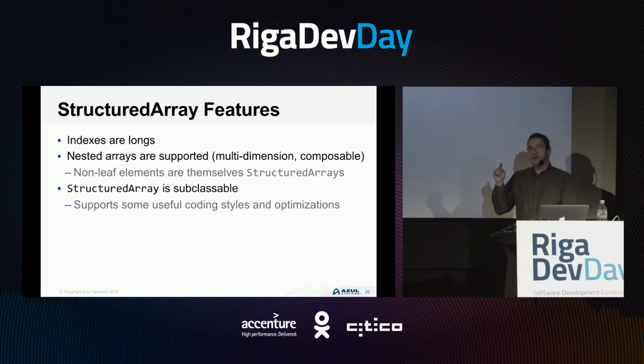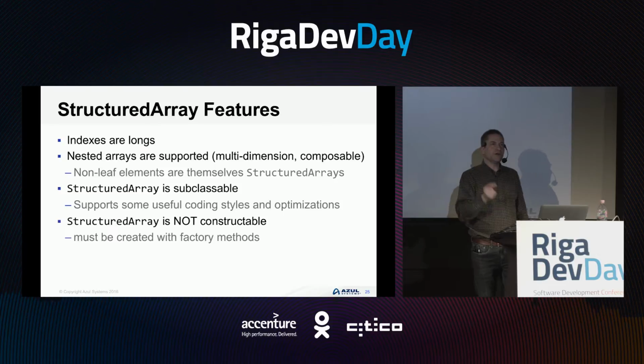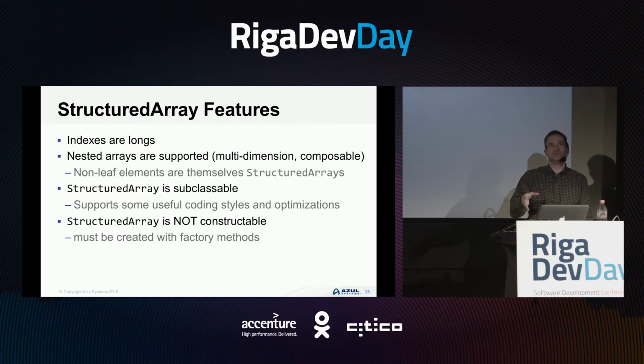Structured array is not constructible. So we use factory methods in order to create structured arrays. And that allows us to do things like using the constructor and args to define how the constructor is going to be called when the objects are created. So we have to use factory methods in order to construct them.